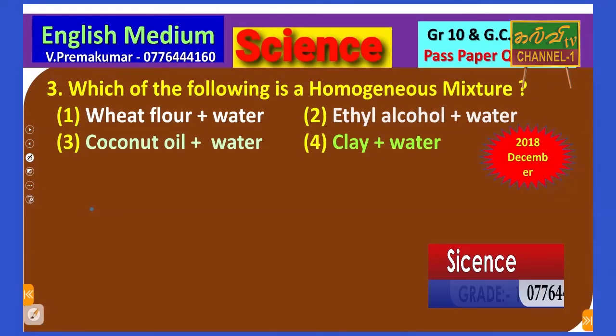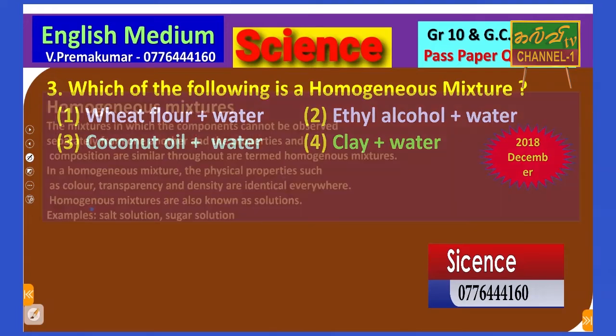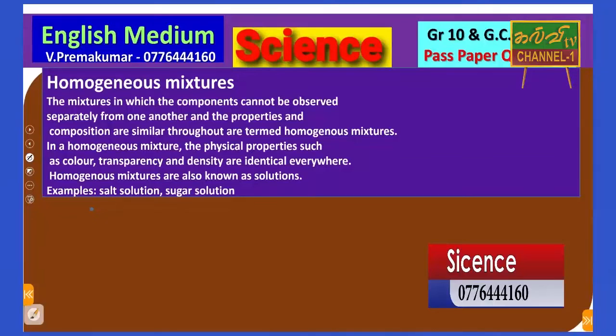Consider wheat flour and water. Everyone knows wheat flour, we use it in day to day life, bread and everything is made from wheat flour, right, and water. Then coconut oil and water, ethyl alcohol and water, clay and water. We will find the short theory of this.